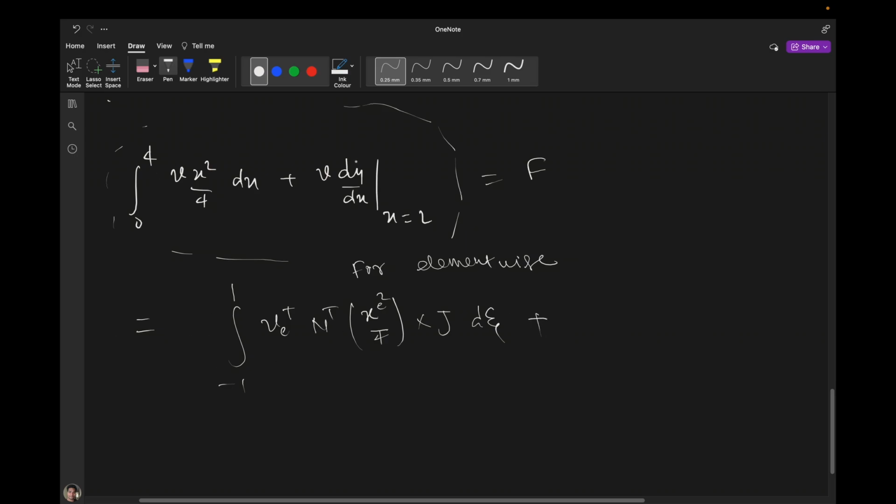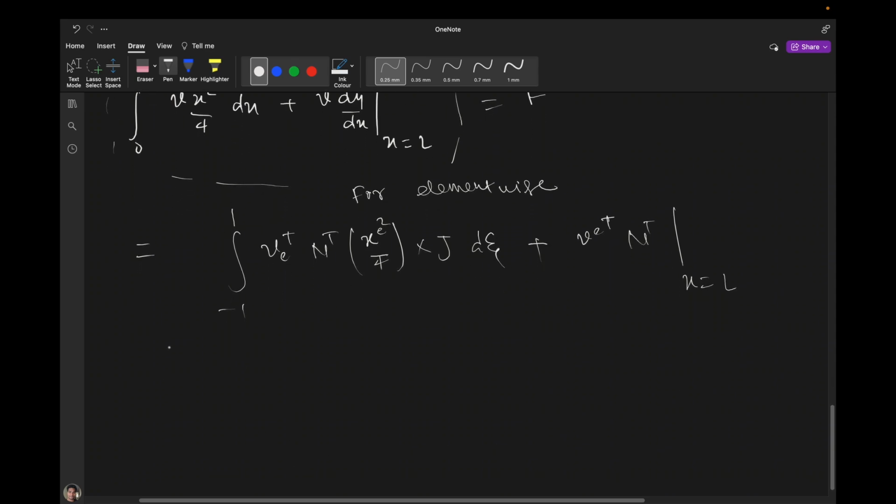Plus this term will come, V transpose. And we have already been given du by dx at x equal to L. Sir has already given that du by dx at x equal to 4 is 1. So what I will do is directly write it as 1. Okay, so V transpose and N transpose will come, and it will run at x equal to 4, or you can say x equal to L.